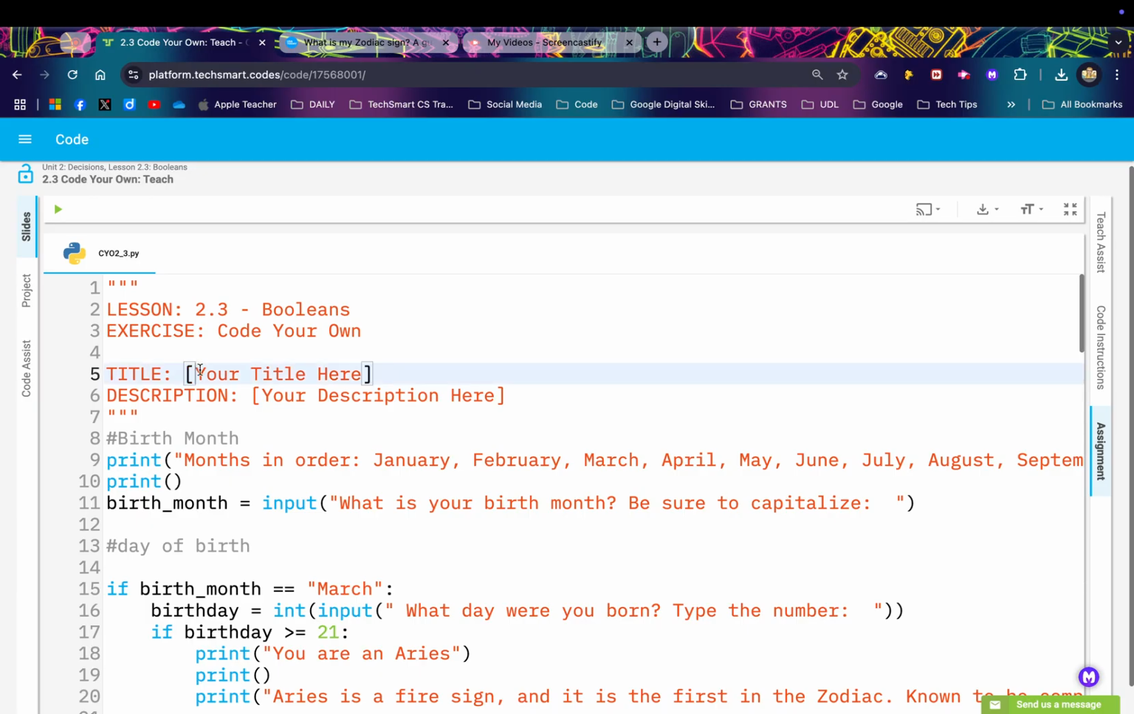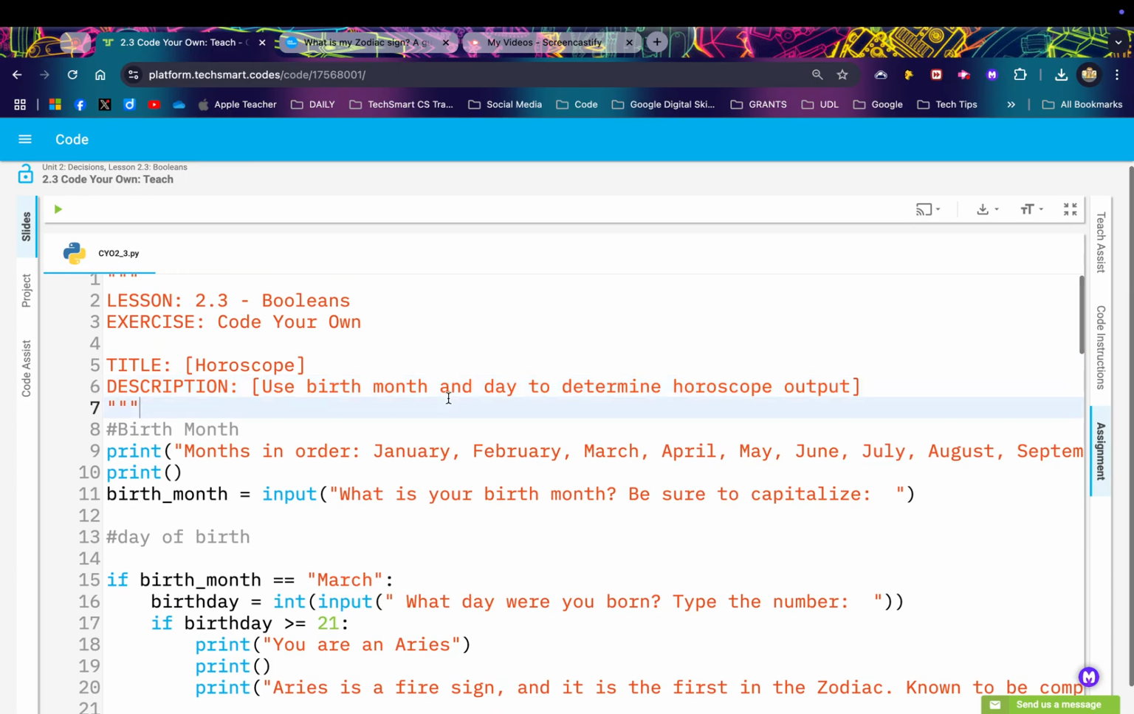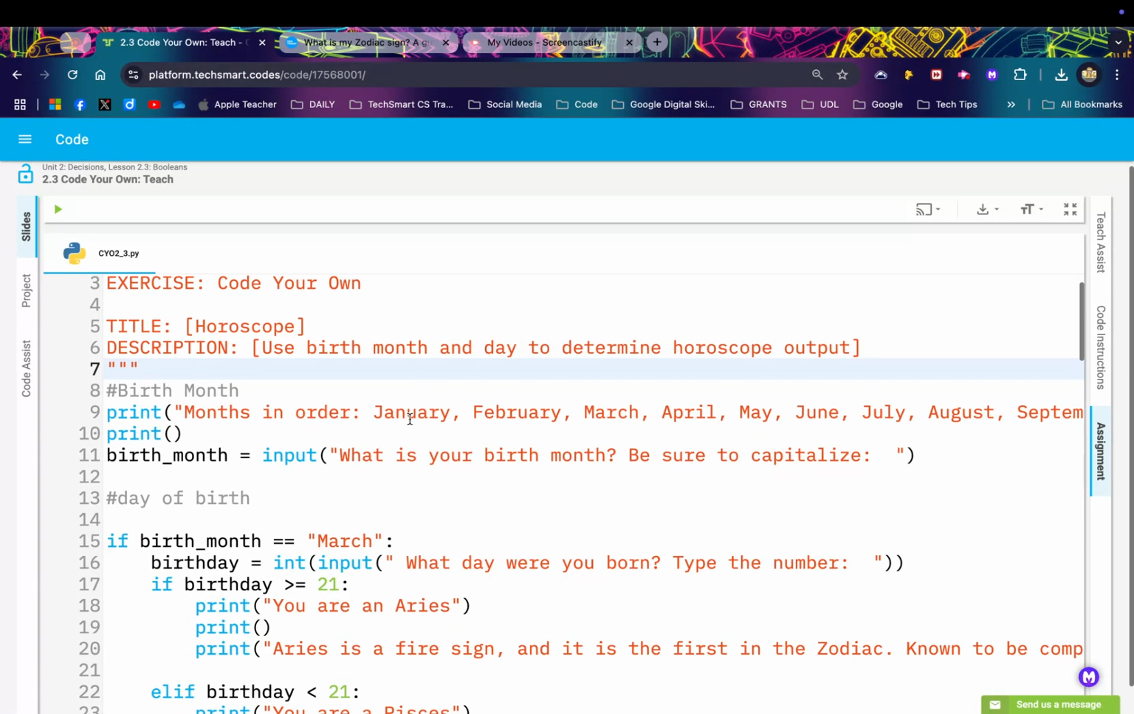The first thing that I forgot to do that you need to do is put in the title. So I'm going to title this horoscope because that's the one we're working on. And the description is: use birth month and day to determine horoscope output. Okay, so that's that. Now, what I ultimately decided to do here is I decided to start with a print of all the months in order. That way, anyone who wasn't sure how to spell would see that first.